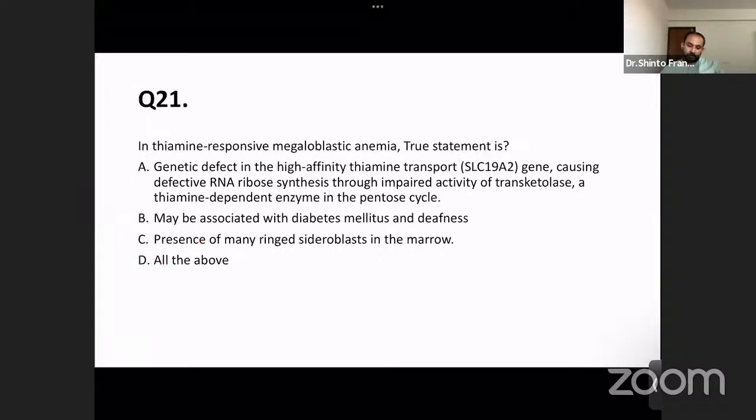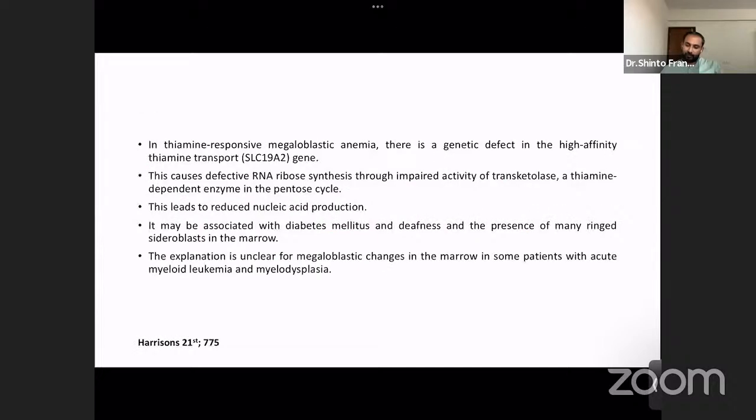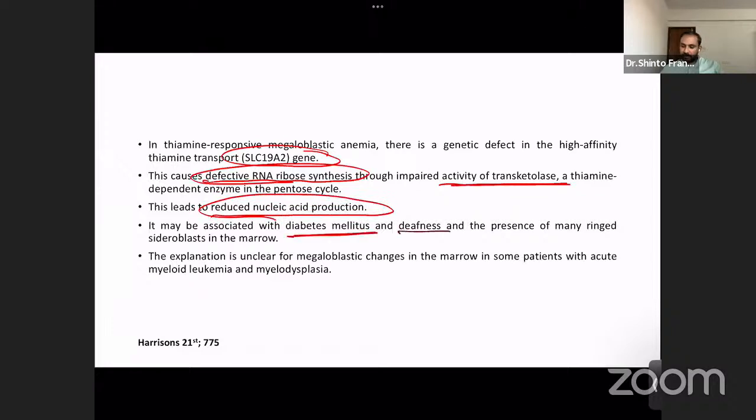Easy question. Question 21 is about thiamine-responsive megaloblastic anemia. There is a genetic defect in the high-affinity thiamine transporter SLC19A2 gene, causing defective RNA ribose synthesis, impaired transketolase activation, and may be associated with diabetes mellitus and deafness, with ringed sideroblasts in the marrow. So, all the above. This is also an easy question. Again, thiamine responsive: you have to remember the gene SLC19A2, impairment of transketolase leads to decreased nucleic acid production, associated diabetes and deafness, and ringed sideroblasts present.